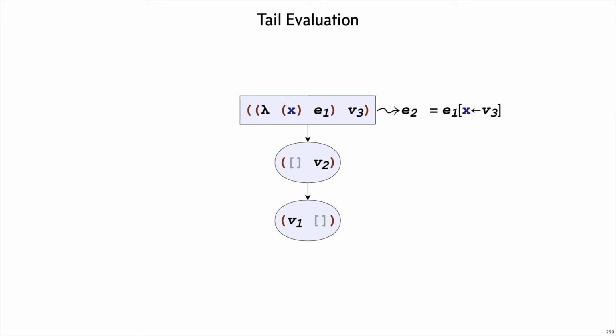Let's suppose that when we substitute in v3 for x, we get some other expression e2, which is not yet a value. Our pictures should properly reflect tail evaluation, which is that we continue to use the same continuation frame to evaluate the body of that function e2 as we did for the call. That's true for function calls, for tail calls, and more generally tail evaluation for other forms that have tail positions.